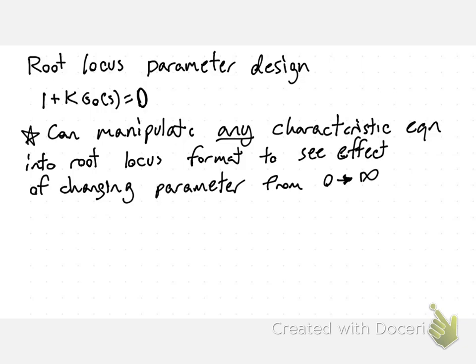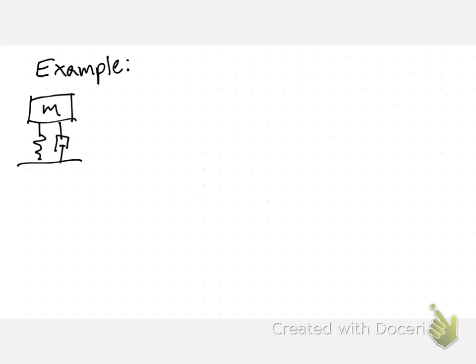So let's start off with an example of a mass spring damper system. We're going to have that standard mass spring damper system that we've seen a while. We have a mass that is supported by a support that has damping and elastic properties, and it's governed by the equation k over ms squared plus bs plus k. So our characteristic equation would be ms squared plus bs plus k is equal to 0.